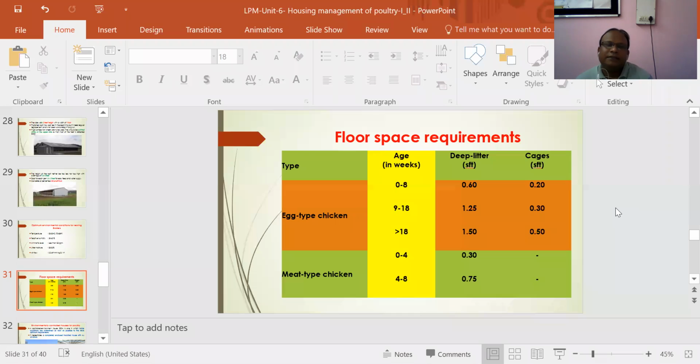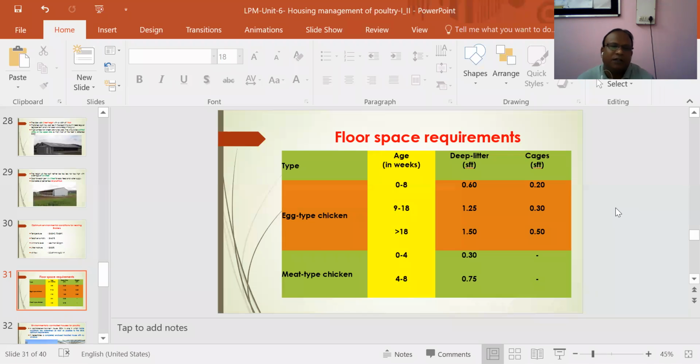For layers, egg type chicken from 0 to 8 weeks, the space requirement in deep litter system is 0.6 square feet per bird. In cage system, 0.2 square feet. From age 9 to 18 weeks, 1.25 square feet in deep litter system, 0.3 square feet in cage system, and from 18 weeks to 72 weeks, until the birds are culled, the space requirement in deep litter system is 1.5 square feet per bird, and in cage system 0.5 square feet per bird.